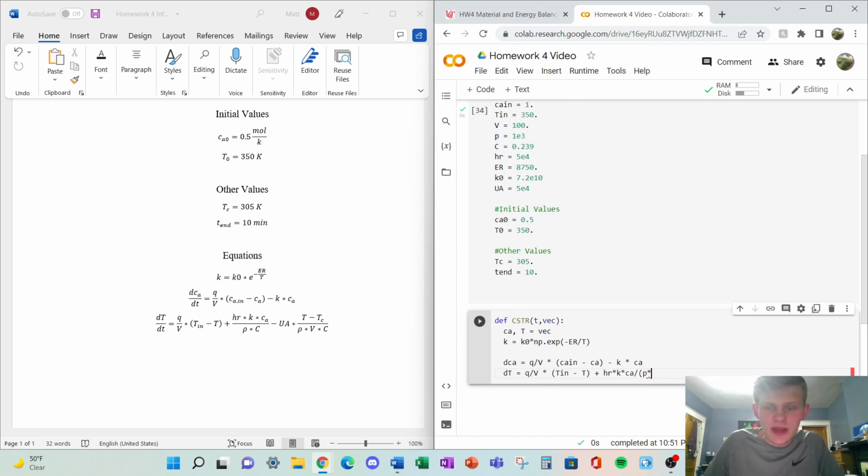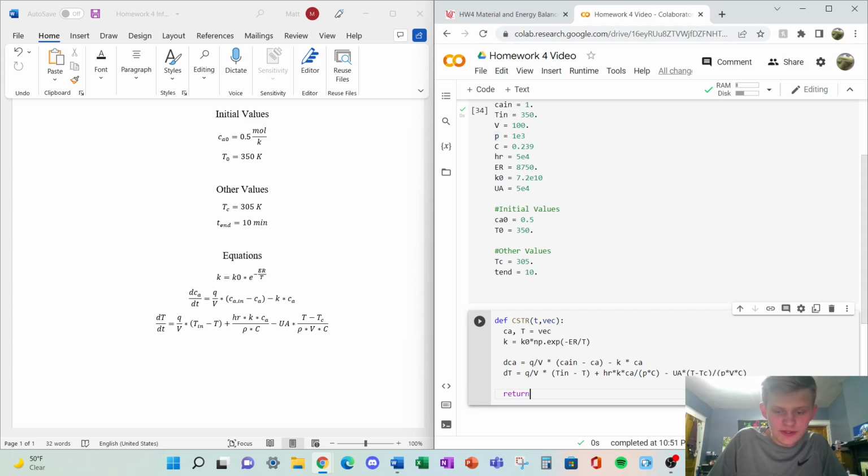So then we have our density multiplied by our heat capacity, and that will settle that part of the equation. And then we have our thermal conductivity multiplied by our temperature of the tank minus our temperature of the coolant, divided by our density times our volume times our heat capacity.